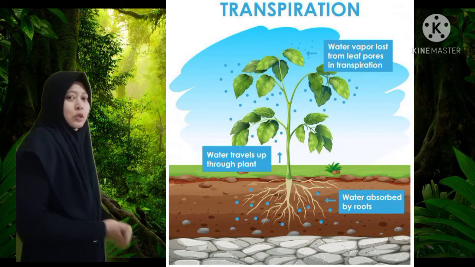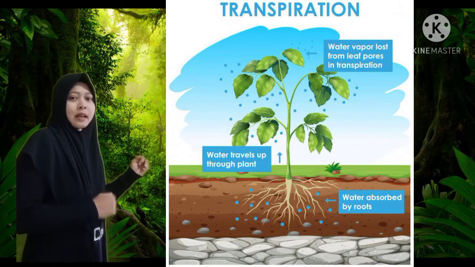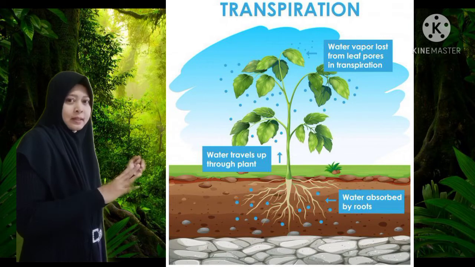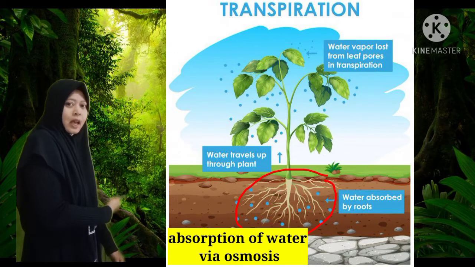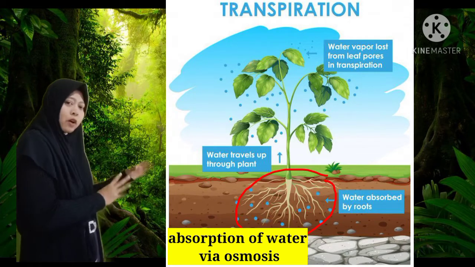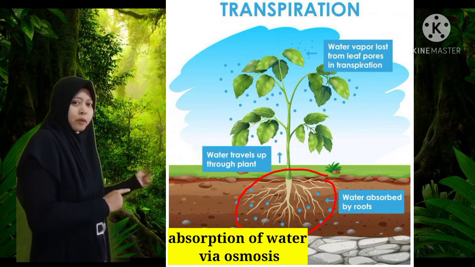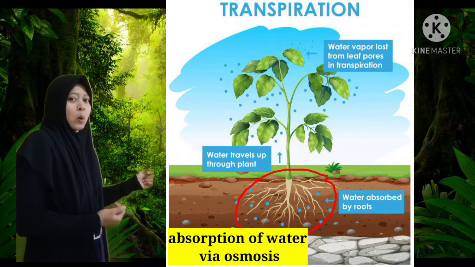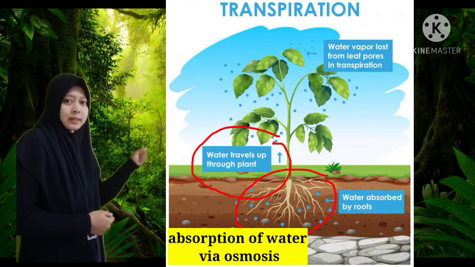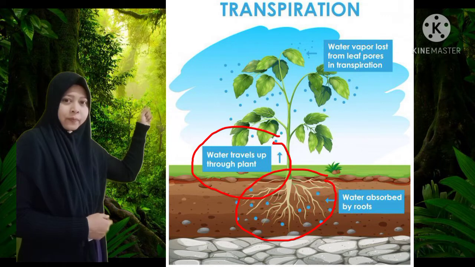Okay guys, let's look at this figure. It shows you two main processes that take place in plants. The first one is absorption of water. Absorption of water involves the roots of the plants, where water is absorbed from the soil by osmosis. Next, water is transported through the stem and later to the leaf.